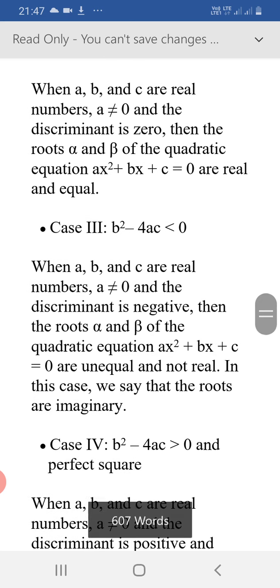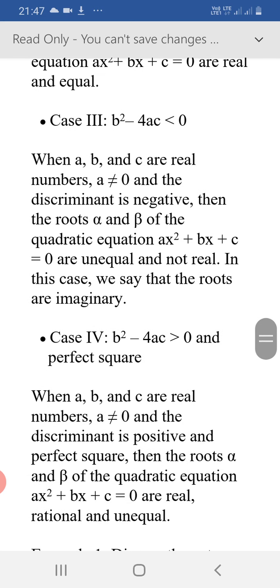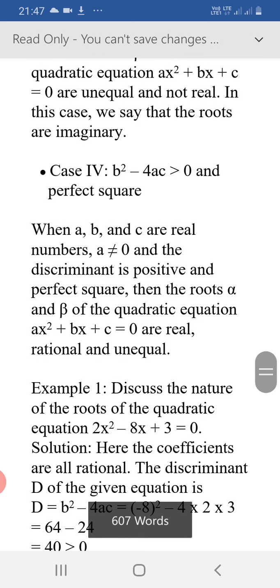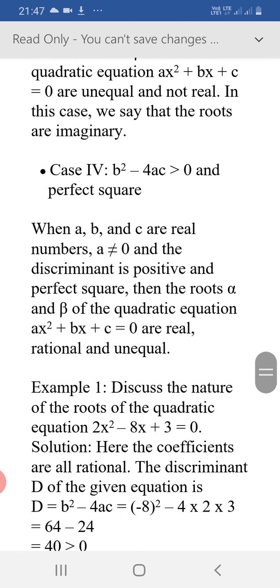Case number 4, when b square minus 4ac is greater than 0 and it is a perfect square. When a, b and c are real numbers, and a is not equal to 0 and the discriminant is positive and a perfect square, then the roots alpha and beta of the quadratic equation ax square plus bx plus c is equal to 0 are real, rational and unequal.